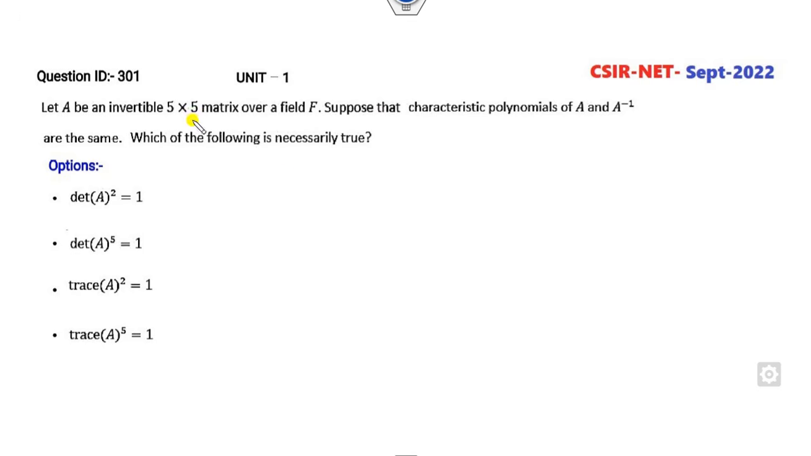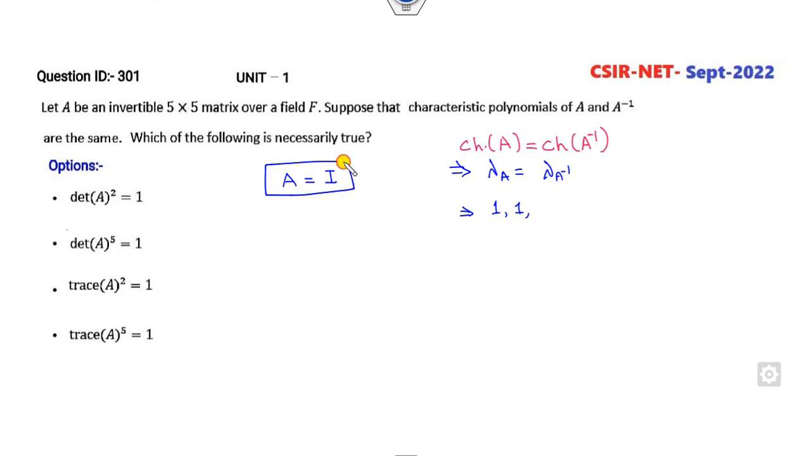Okay, A is a 5 cross 5 matrix such that the characteristic polynomials of A and A inverse are the same. What is the meaning of that? It means the eigenvalues of matrix A and the eigenvalues of A inverse are the same. So when the eigenvalues are the same, you can simply take one. If I take I as the 5 cross 5 identity matrix, then what is A square? A square is also I, and what is A5? It is also I. Then what is the trace of A square?